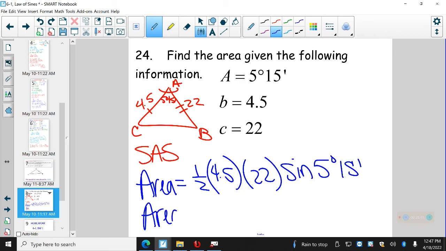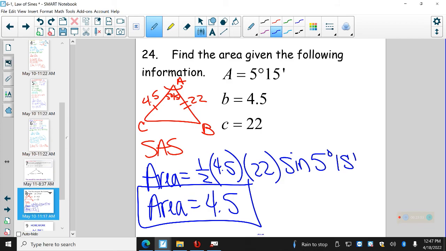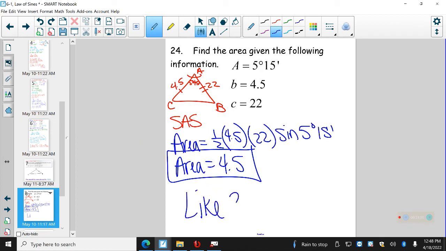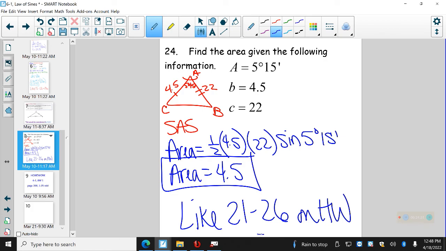I forget how you do it on these ones. Give me a second. Okay? This is like problems 21 through 26. That is like problems 21 through 26. Okay? And tonight's homework is 1 through 25 odd. And I am done. What problem was that one? 21 through 26 is what those problems are like. Yes. Okay.